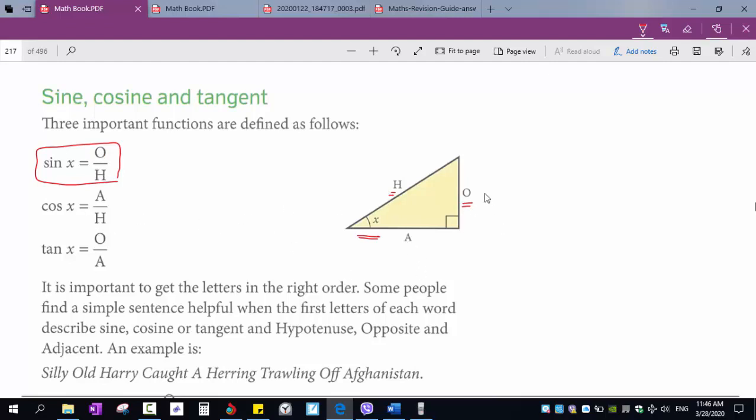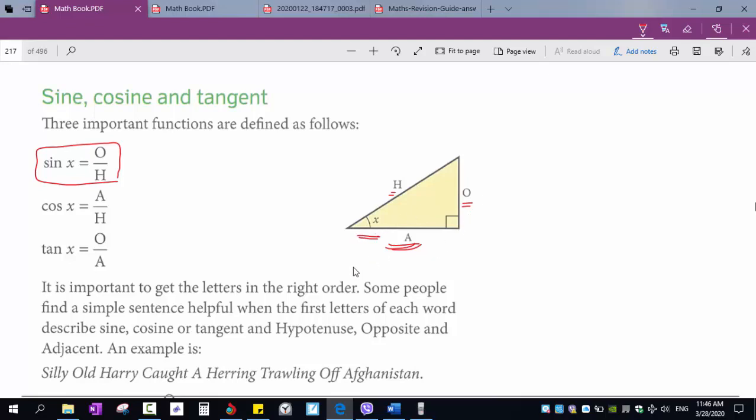Cosine, we don't use opposite for cosine. We use the adjacent side, and for simplicity, we call it A. So cosine of x is A over h. Tan is the only function in trigonometry so far that has no hypotenuse in it. Tan of x is just between opposite and adjacent. There is no hypotenuse in tan. Tan of x is O over A, which is opposite over adjacent side.